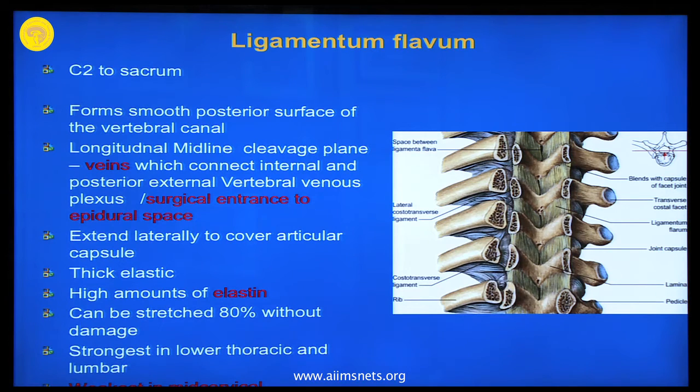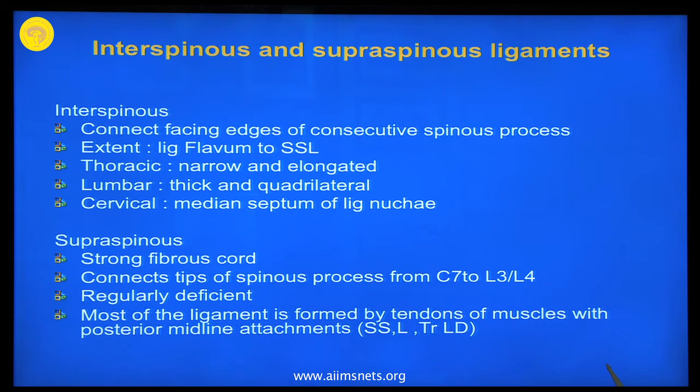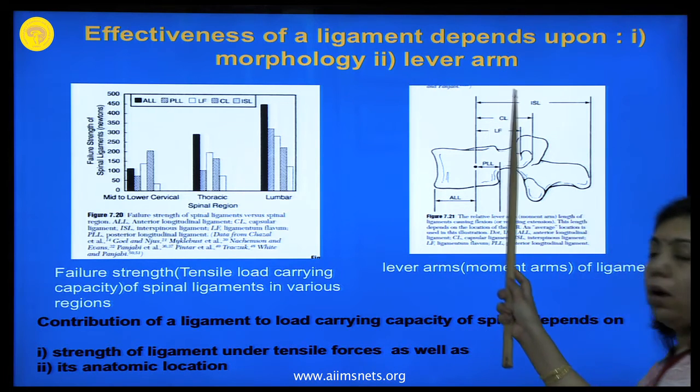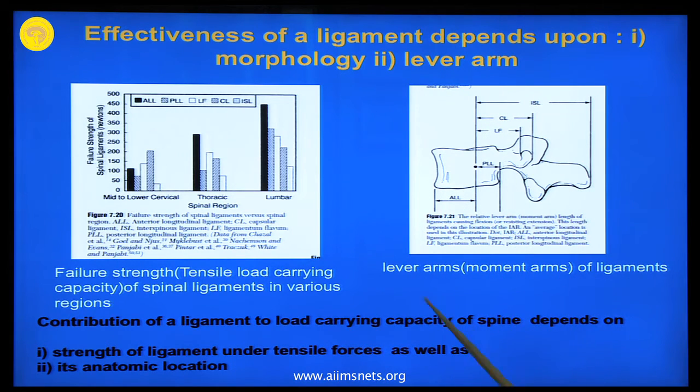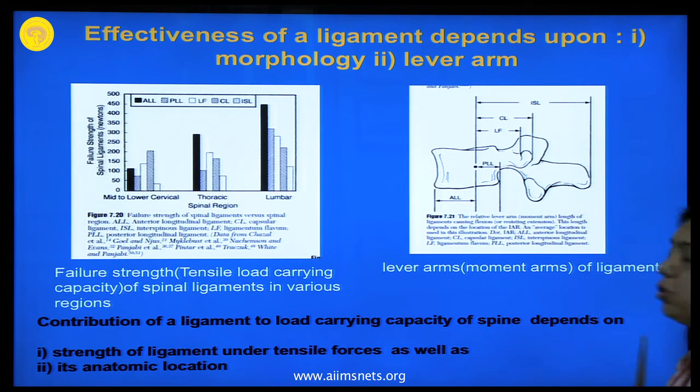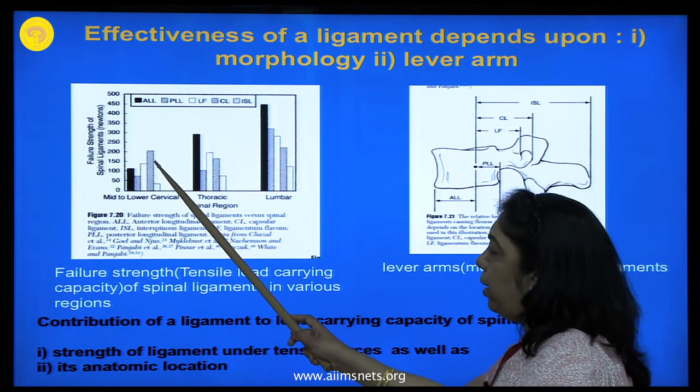Ligamentum flavum is unique in that it has high amounts of elastin and can be stretched up to 80% without damage, and it is stronger in the lower thoracic and the lumbar regions. Now, how effective a ligament is depends upon its morphology and its lever arm. By morphology I mean the content or the strength, that is, the failure strength of the spinal ligaments in various zones, the tensile load carrying capacity.